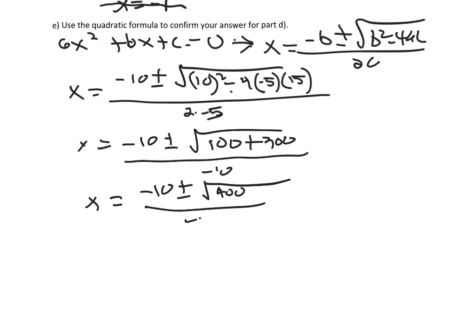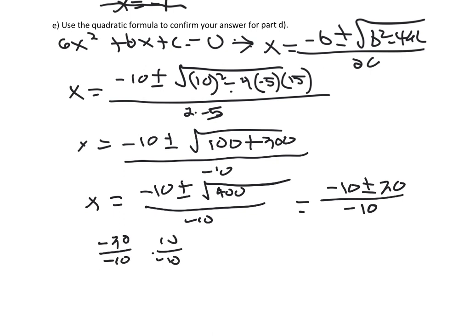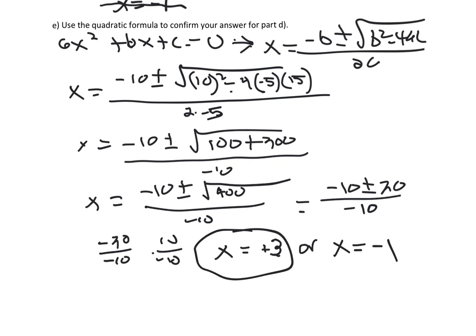Again, all over -10. And that's going to be equal to -10 plus or minus 20, because 400 is a perfect square, over -10. And that's going to give us a value of -30 over -10 and positive 10 over -10, which gives us the two x values of x = 3, or x = -1. So again, the two values that we got from above, and this is the only one that actually makes sense in the context of this problem.